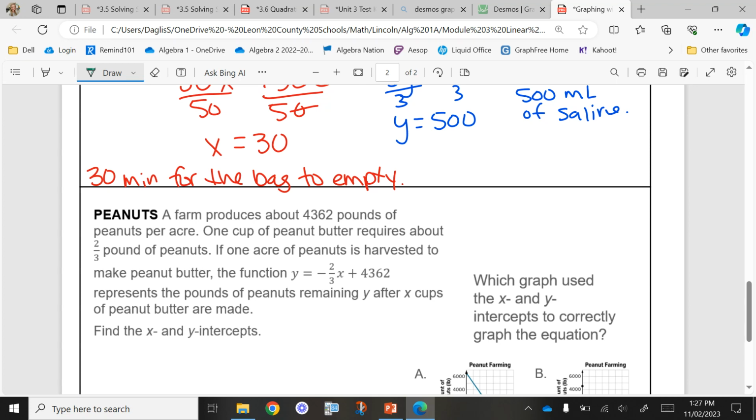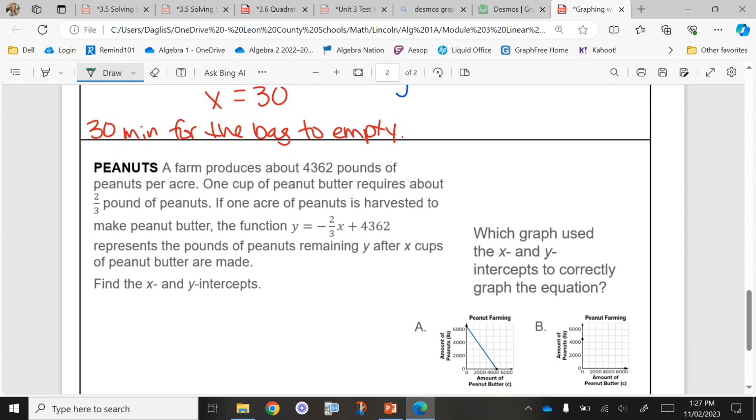A farm produces about 4,362 pounds of peanuts per acre. 1 cup of peanut butter requires about 2/3 pound of peanuts. If 1 acre of peanuts is harvested to make peanut butter, the function y equals negative 2/3 x plus 4,362 represents the pounds of peanuts remaining y after x cups of peanut butter are made. Find the x and y intercepts.